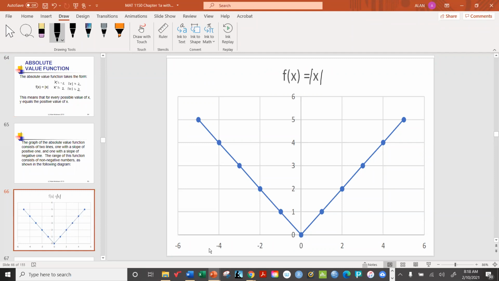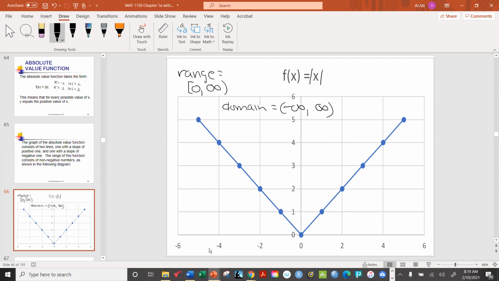Now, you can see that another interesting thing is that there's no value of x for which y can be negative. So the range of this function is 0 up to +infinity, which means that y, or f of x, can have any value from 0 up to infinity, but it can't be negative. The domain is just all the real numbers. There's no value of x that can't be substituted into this function, but the range is limited.